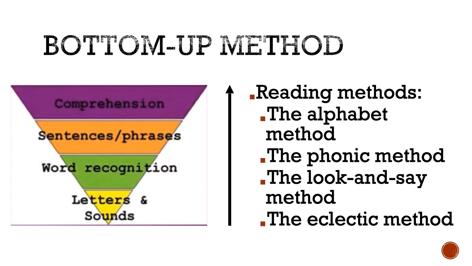This theory has various reading methods, such as the alphabet method, the phonic method, the look and say method, and the eclectic method.